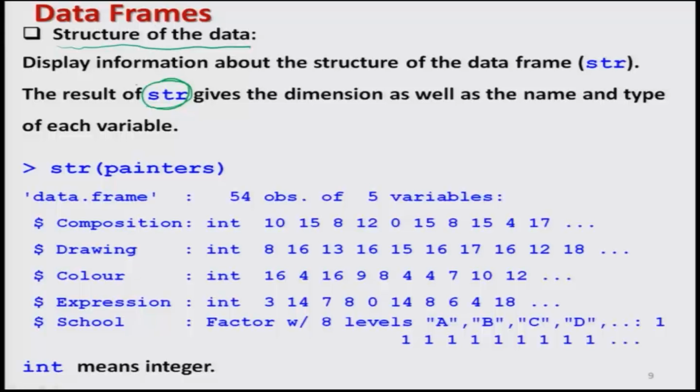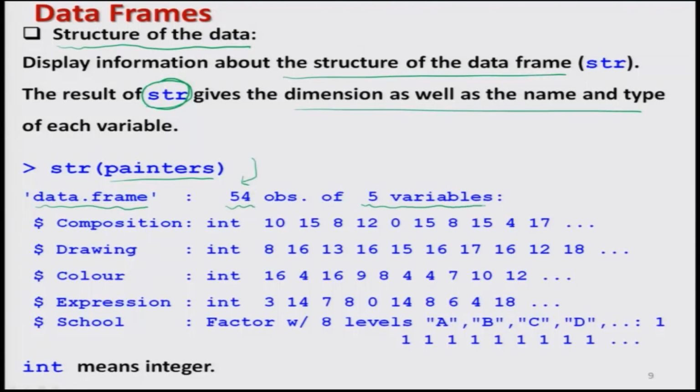This function displays information about the structure of the data frame, and it gives us the dimension as well as the name and type of each of the variables. For example, here we are dealing with the data set painters. As soon as I type str, with painters inside the brackets, which is the usual syntax, we see that this is a data frame. There are 54 observations and 5 variables.